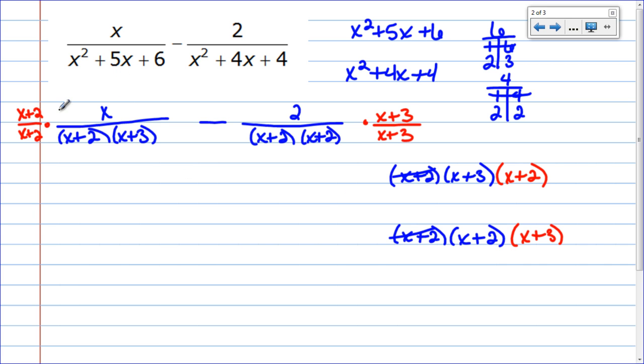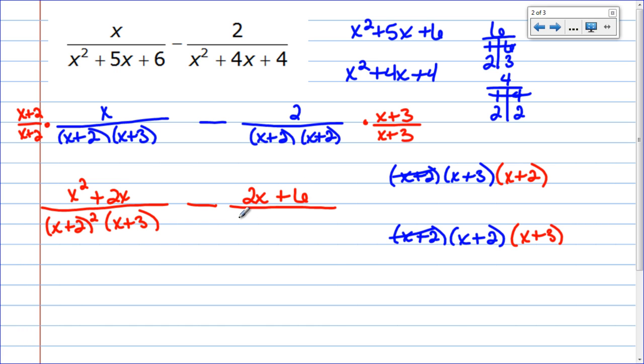So right here, when I do x plus 2 times x, x times x makes x squared, and 2 times x makes 2x. And then in the denominator down here, I have x plus 2 and x plus 2, which is the same thing as x plus 2 squared. And then I have an x plus 3, minus. Over here, when I do 2 times the x plus 3, I get 2x plus 6. And then in this denominator, I have x plus 2 squared, because there were two of them, and x plus 3. So now my denominators match.